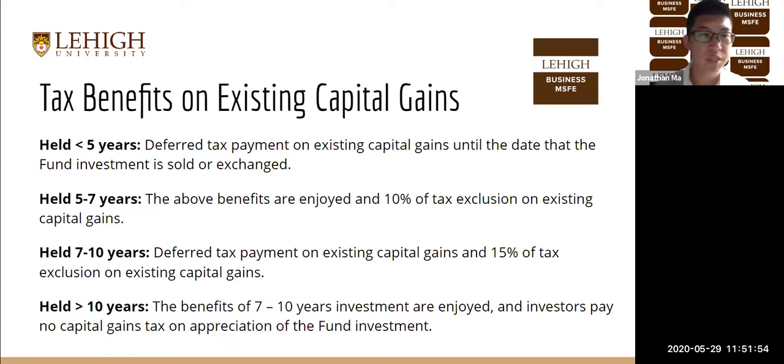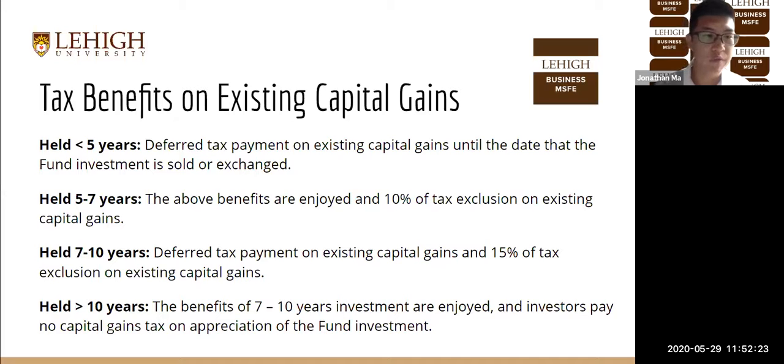So if the money is held for less than 5 years, the tax payment on existing capital gains is deferred until the date that the fund investment is sold or exchanged. This basically means the investors can have the time value of money. If the money is held for 5 to 7 years, the above benefit is still enjoyed, and there is also a 10% tax exclusion on existing capital gains.